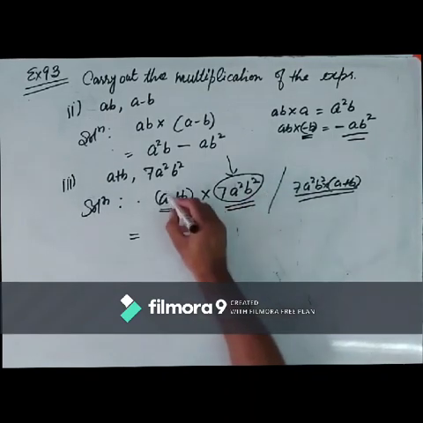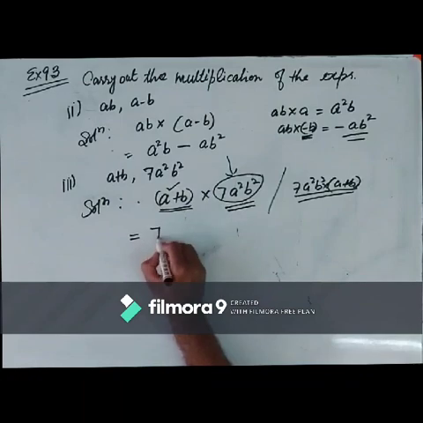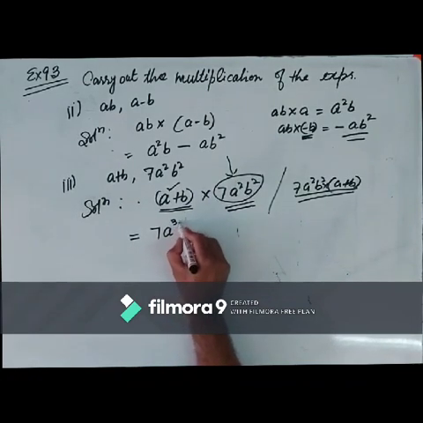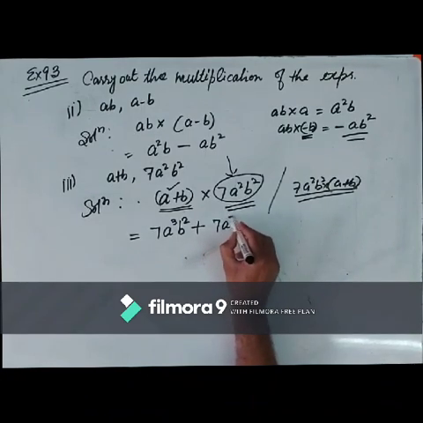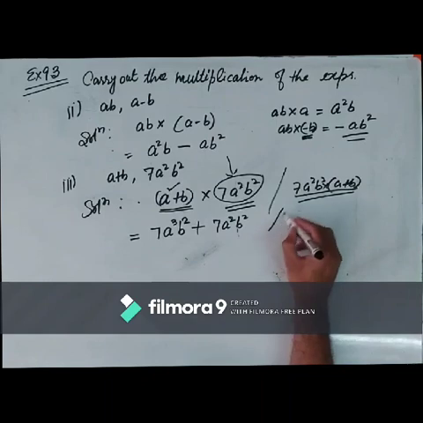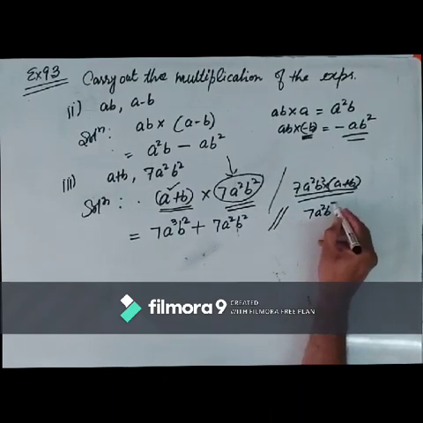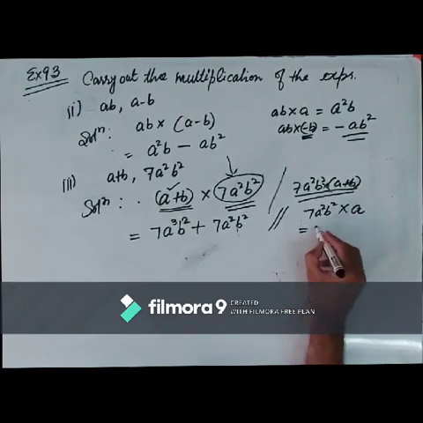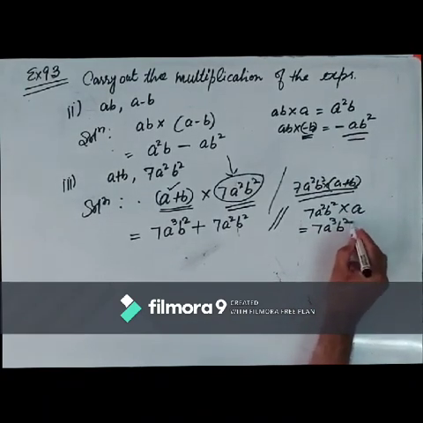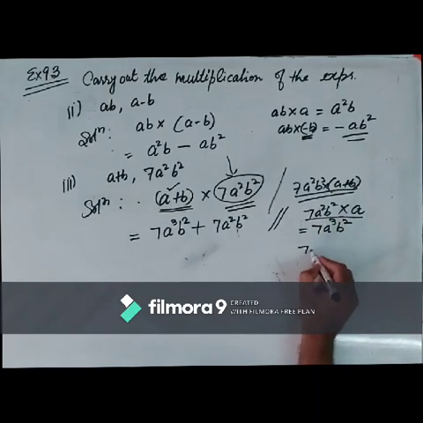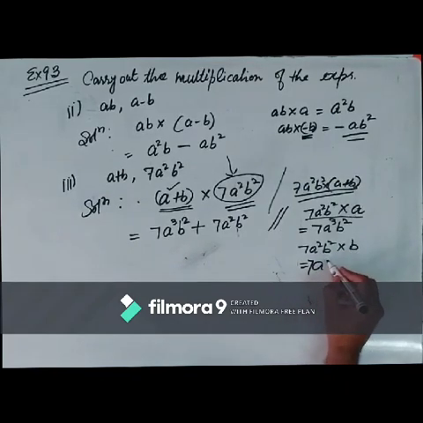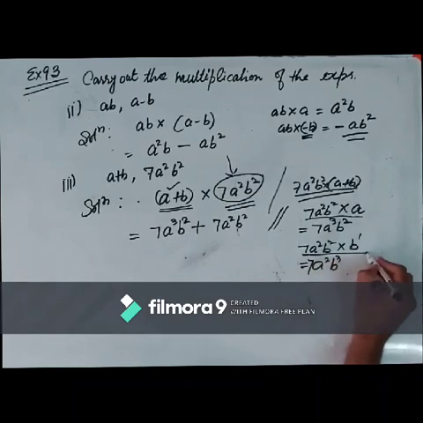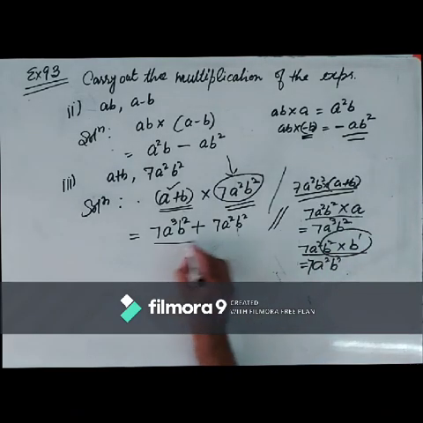So 7a square b square is to be multiplied by a first. You will be getting 7a cube b square, plus 7a square b cube. What I'm doing here is 7a square b square multiplied by a, so you get 7a cube b square. And when I multiply 7a square b square by b, I get 7a square b cube. So this is your answer.